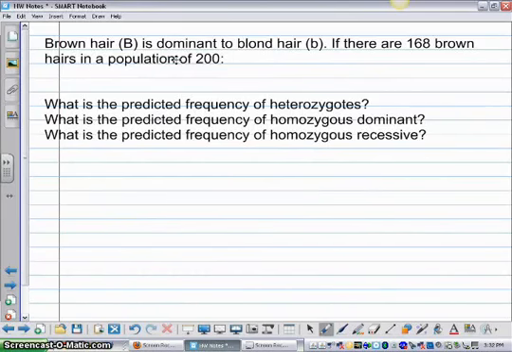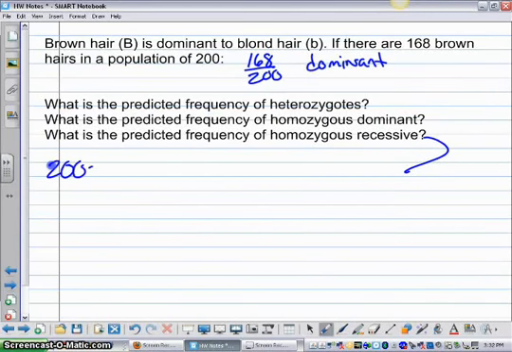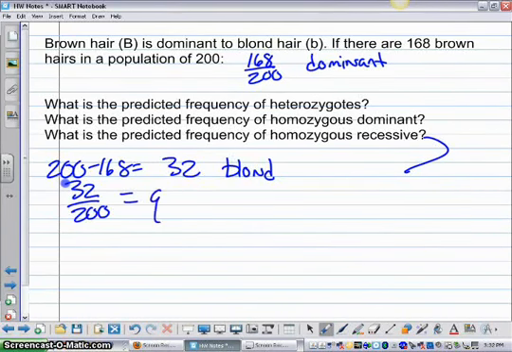So let's do two more practice problems. The first one: brown hair is dominant to blonde hair. If there are 168 brown out of a population of 200, that's the dominant frequency. And it wants to know what's the predicted frequency of heterozygotes, what's the predicted frequency of homozygous dominant, and what's the predicted frequency of homozygous recessive. So the first thing we need to do is the recessive. So if 168 are dominant, that means 200 minus 168 equals 32. 32 are going to be blonde, and that's what we want to start with. So 32 out of 200 is going to be Q squared.